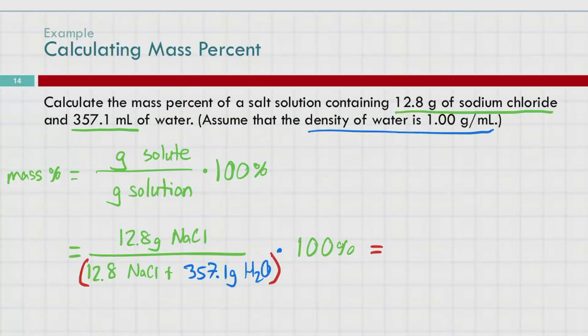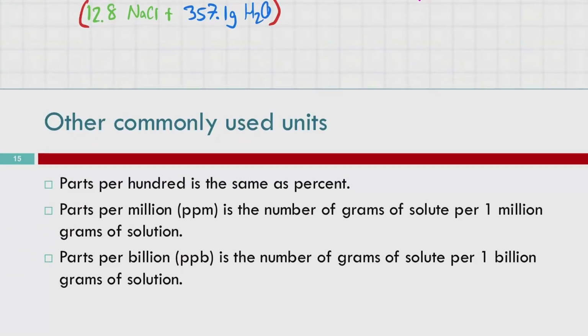And in this case, the number that comes out is 3.46%. And you could give it units of sodium chloride, or sodium chloride and H2O in water. Questions? Great. There are some other commonly used units.